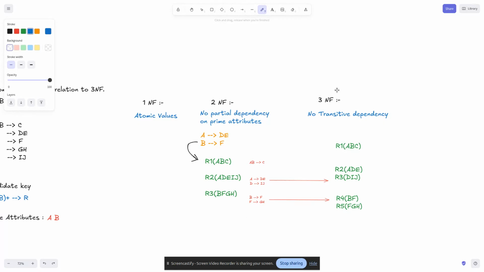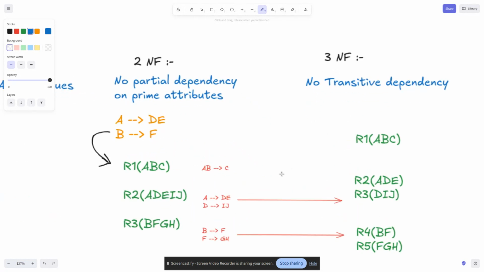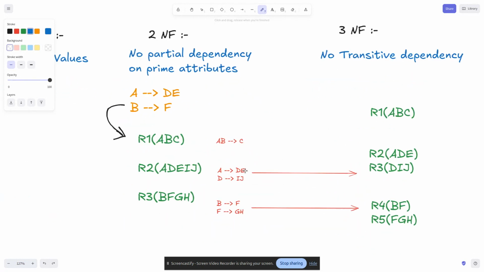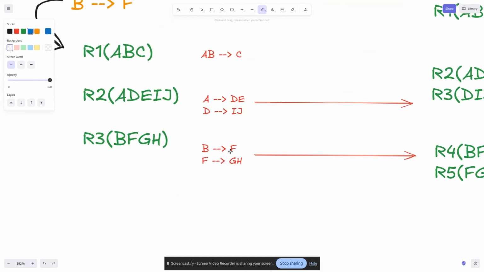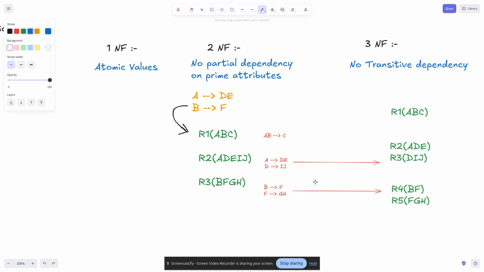Now, in order for a relation to be in 3NF, there should not be any transitive dependency. What I mean by that is A is determining DE and IJ is being determined by D. So this D is the middle point, which is transitive in nature. So for ADE, we have DIJ. This must not be true. Similarly, for R3, we have F determined by B and G determined by F. So there is transitivity involved, which we do not want. If there is any sort of transitivity, then the given relation is not in 3NF.